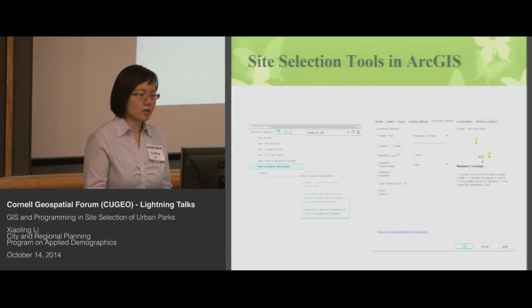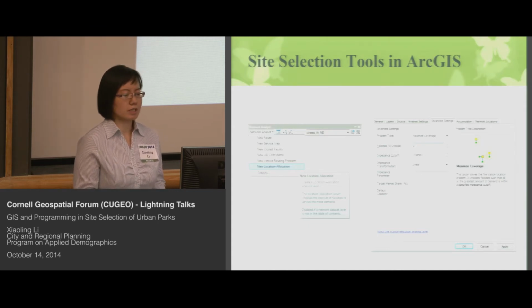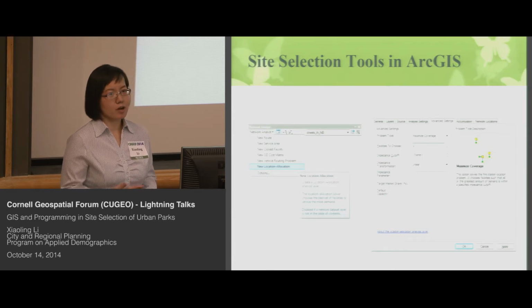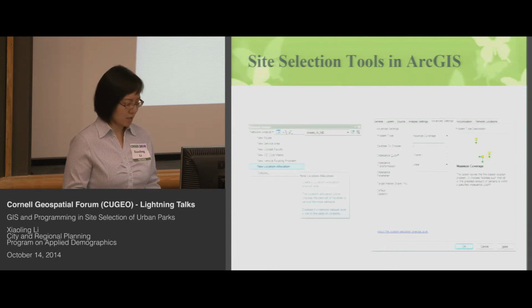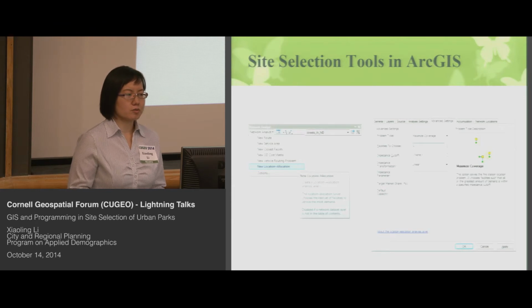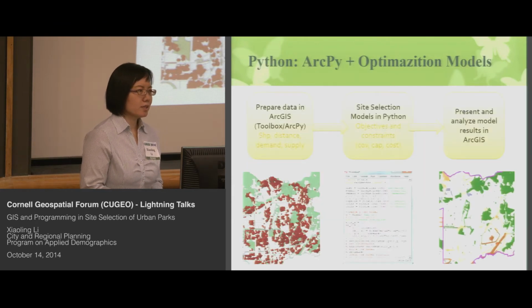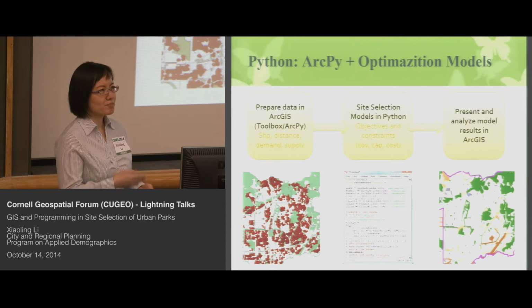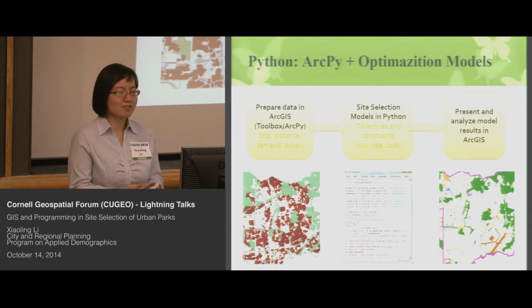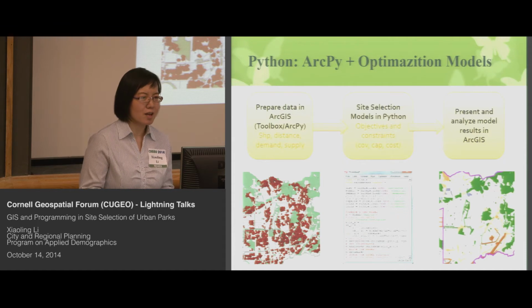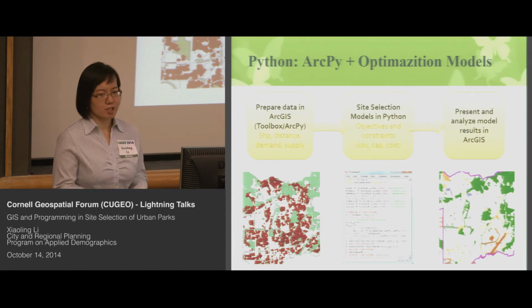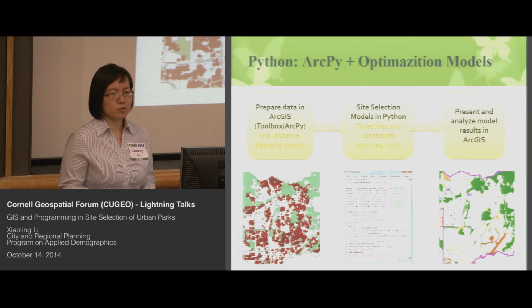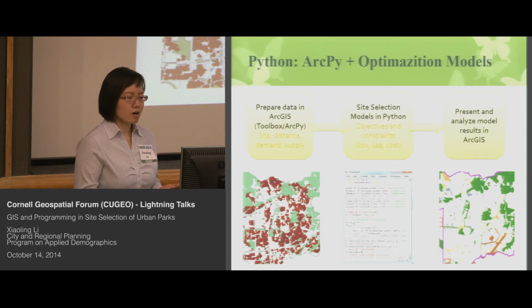However, if we're working on real world cases and dealing with more complicated criteria, these ArcGIS built-in tools cannot answer such questions. For example, if a city wants to provide some park service and build some potential parks, but they have the limitation of budget, it is not realistic to build parks everywhere. They have to decide where to build the parks.